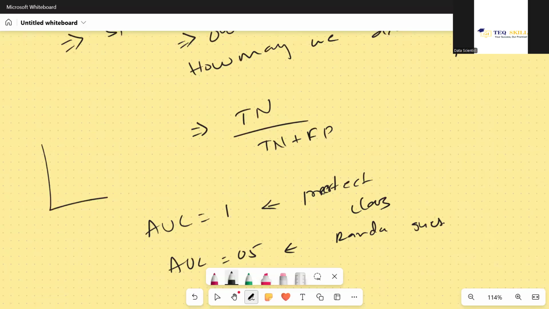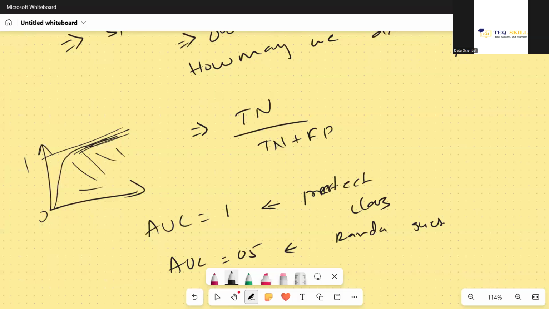For AUC and ROC, we use the true positive rate and the specificity, and with the help of those we can graph it. The value is between 0 and 1, and it's the area under the curve. If the value is close to 1, that means our model is giving a good result, a good fit model. So that's how we have various metrics which we generally use for evaluating any kind of classification model.